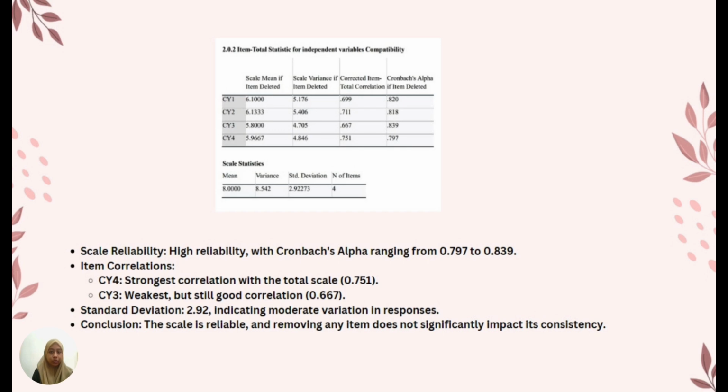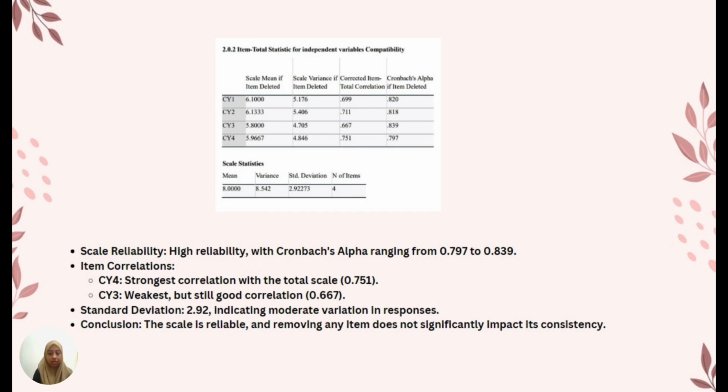Next, the item total statistics for the independent variable compatibility. As you can see in the table, first of all, scale reliability is high, with a Cronbach's alpha ranging from 0.797 to 0.839. For item correlation, CY4 has the strongest correlation with the total scale at 0.751, and CY3 is the weakest but still a good correlation at 0.667. Standard deviation for this independent variable is 2.92, indicating moderate variation in responses. Conclusion for this independent variable: this scale is reliable and removing any item does not significantly impact its consistency.